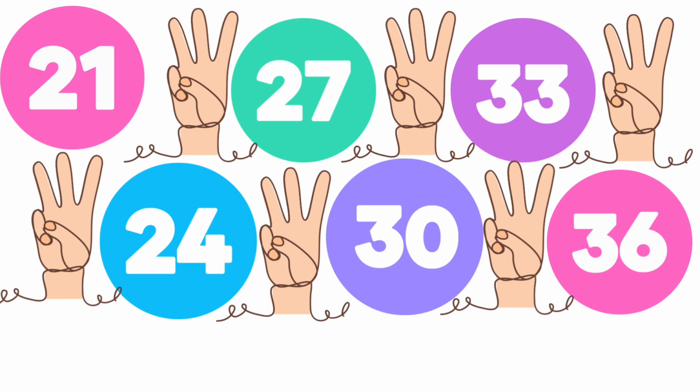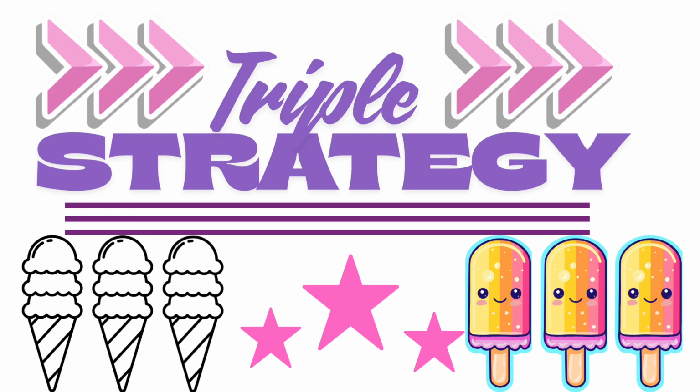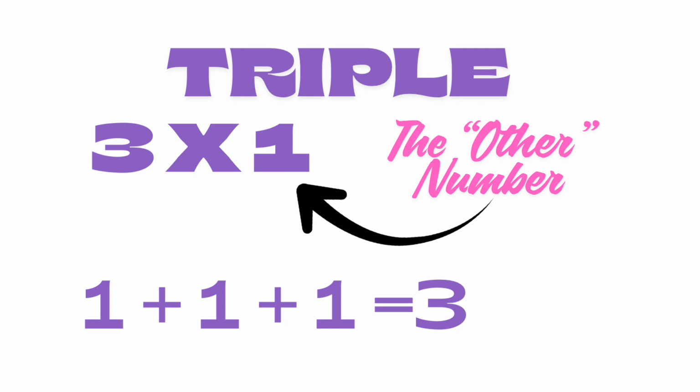Counting by 3s can be a really useful strategy for learning and remembering your 3 times tables. You can also think about it this way. When you are multiplying by 3, you triple the other number that you are multiplying 3 by. For example, 3 times 1. If you take the other number, in this case it's 1, and you triple it, you would get 3, which is the answer. 1 plus 1 plus 1 equals 3.